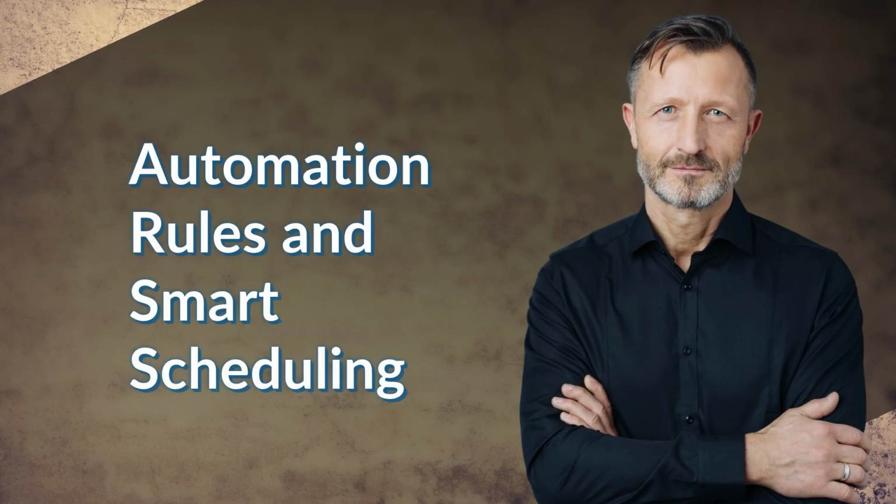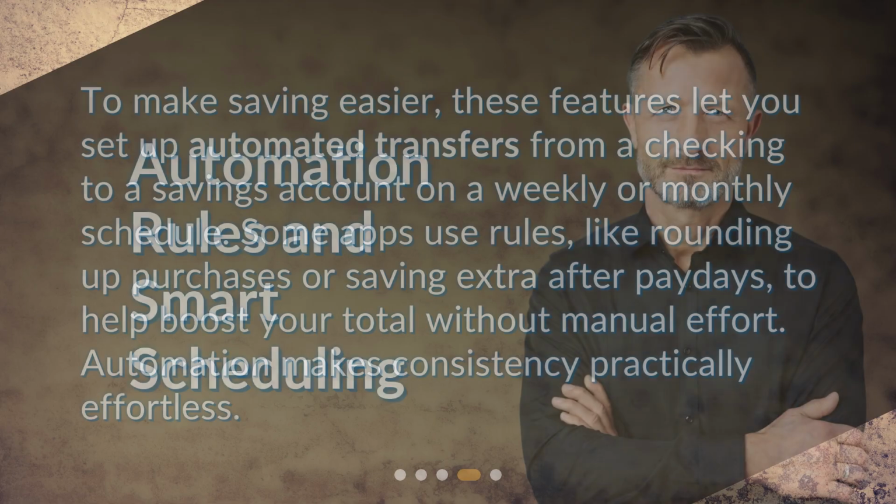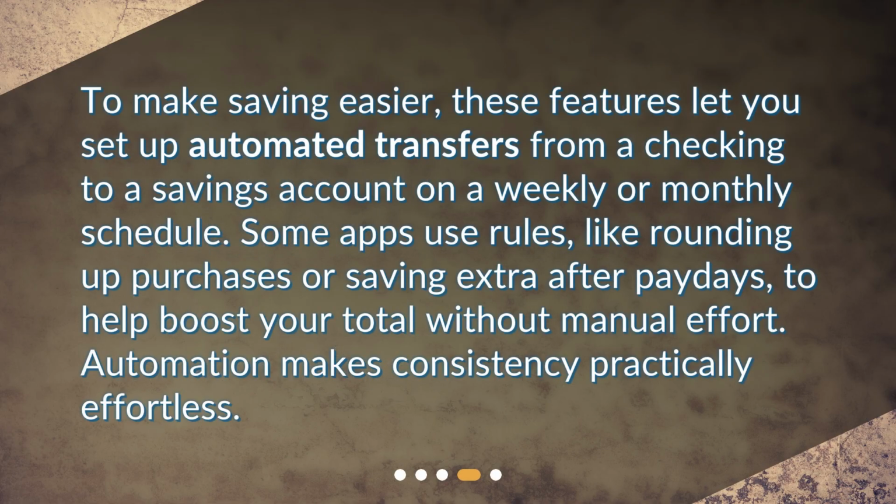Automation rules and smart scheduling. To make saving easier, these features let you set up automated transfers from a checking to a savings account on a weekly or monthly schedule. Some apps use rules, like rounding up purchases or saving extra after paydays, to help boost your total without manual effort. Automation makes consistency practically effortless.